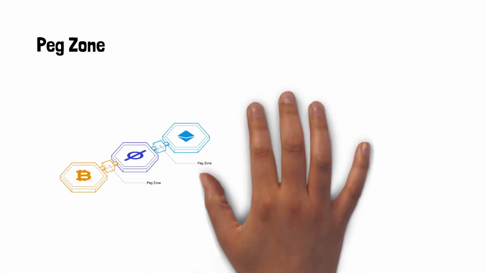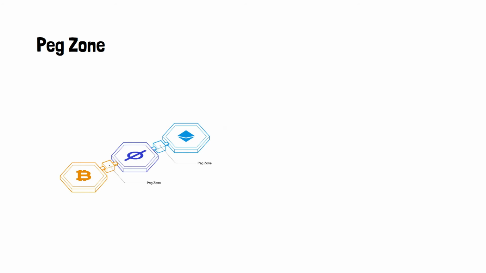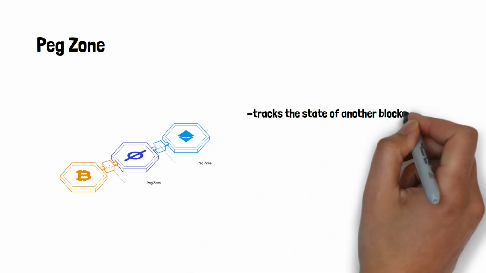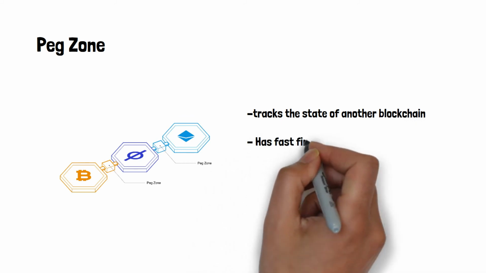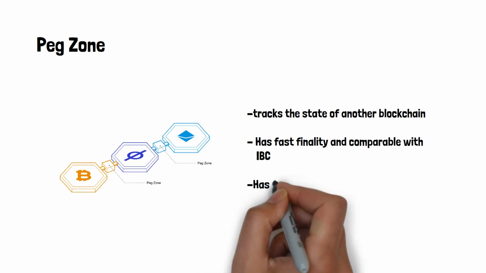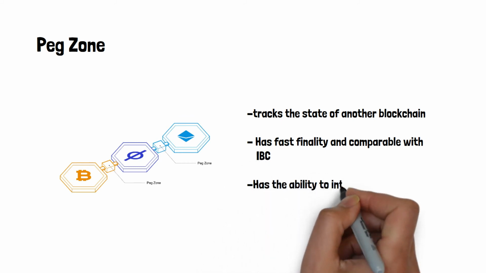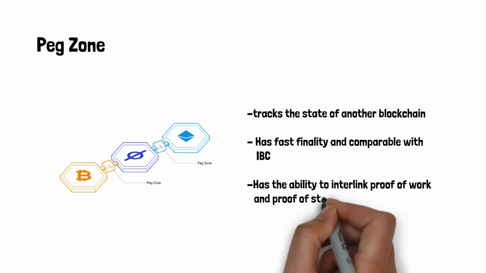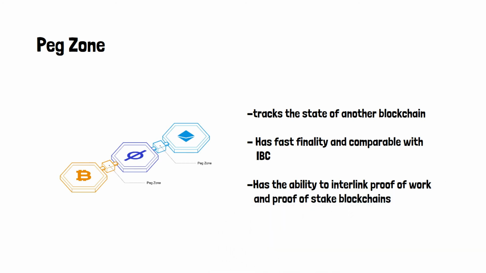The peg zone is essentially a blockchain which tracks the state of another blockchain. The peg zone itself has a fast finality and is therefore compatible with IBC. Its role is to establish finality for the blockchain it bridges. Cosmos also has the ability to interlink proof of work and proof of stake blockchains.